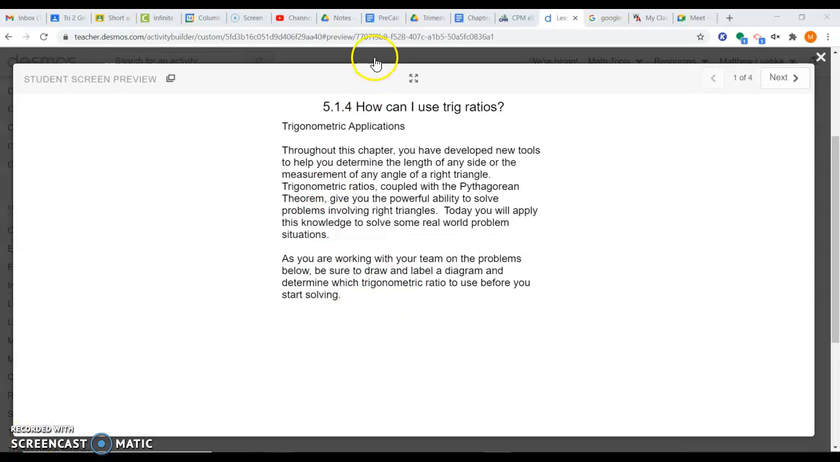Alright, here is my video guide for lesson 5.1.4 and how we can apply these trig ratios, whether it is our standard trig ratios, sine, cosine, and tangent, or our inverse trig ratios, sine inverse, cosine inverse, or tangent inverse. We're going to look at problems today which incorporate both of them. Now, a very short lesson here, only 3 questions, but they are more difficult questions, and so this video guide is meant to be exactly that, a guide through these problems.